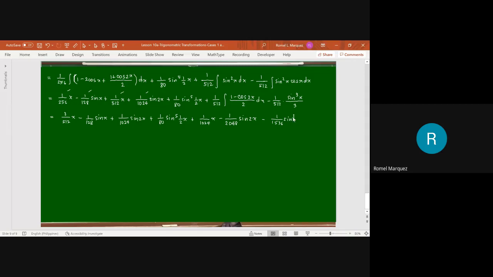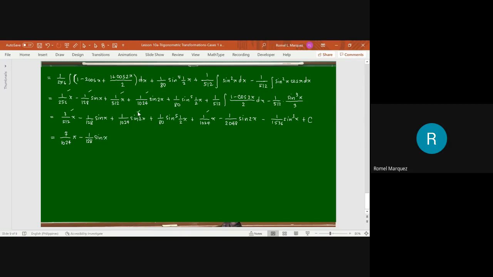Naku, puro mali. Hindi, meron pang pwede i-combine. Finally, let's now go to the final answer. So 3 over 512 times x, pwede yung i-combine here. What is the sum? 3 divided by 512 plus 1 divided by 1024. 7 over 1024x minus, tapos na tayo dito. Ito, 1 over 120 sin x, I mean 124 sin x.